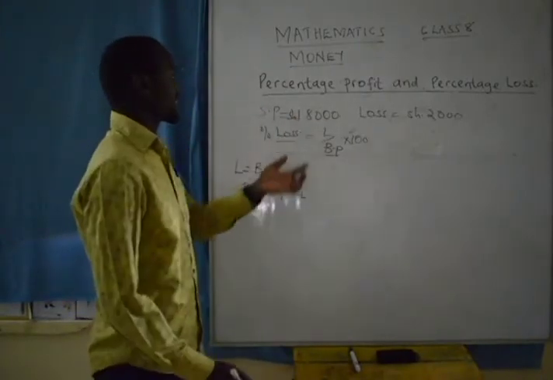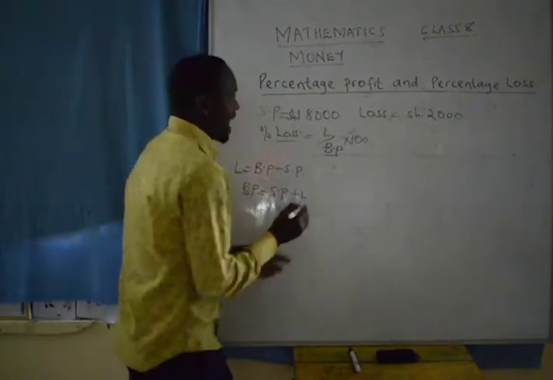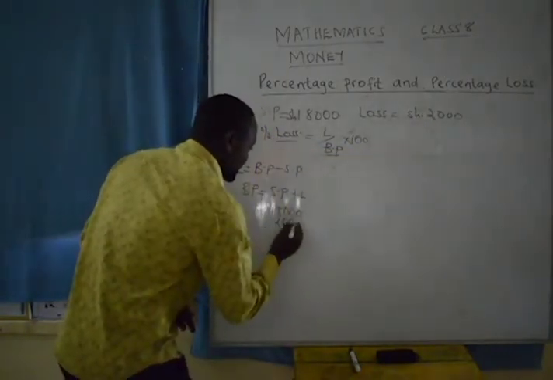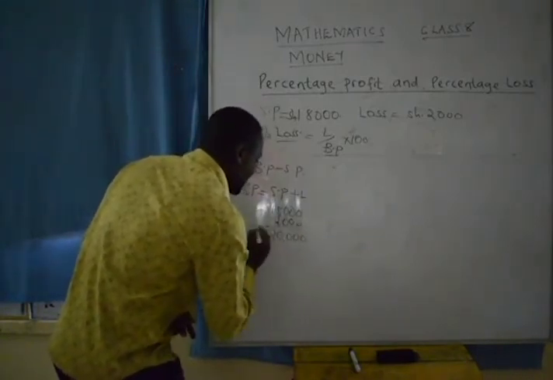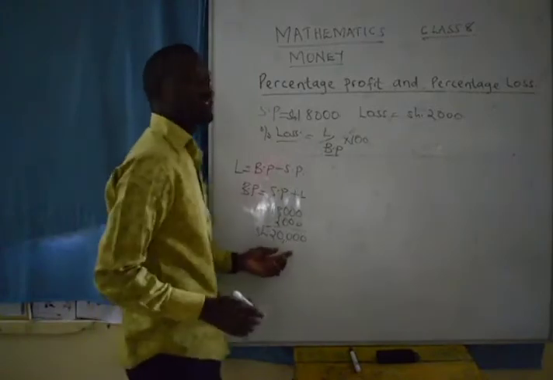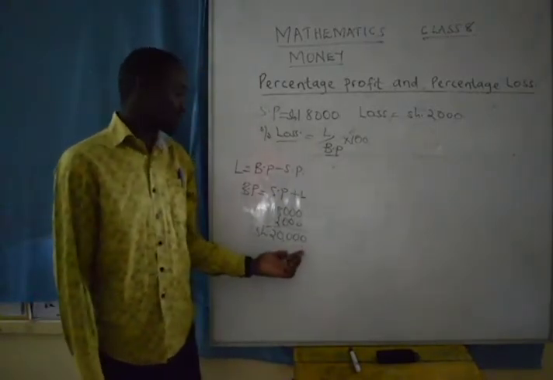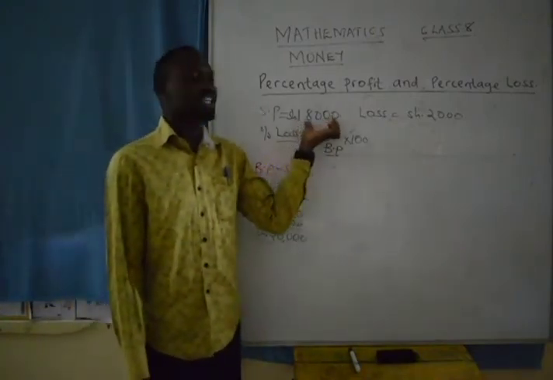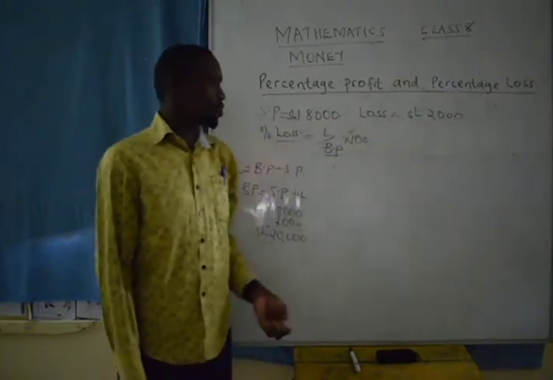In our case, the selling price is 18,000 shillings, and this person incurred a loss of 2,000 shillings. So this person had bought the television set at 20,000 shillings. That is why after selling it at 18,000 shillings, he got a loss of 2,000.